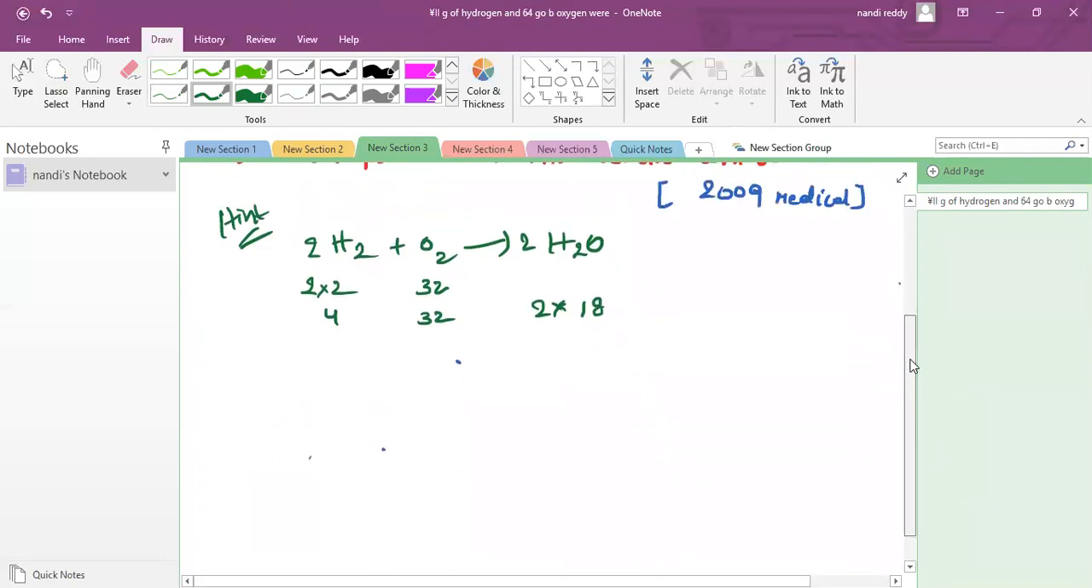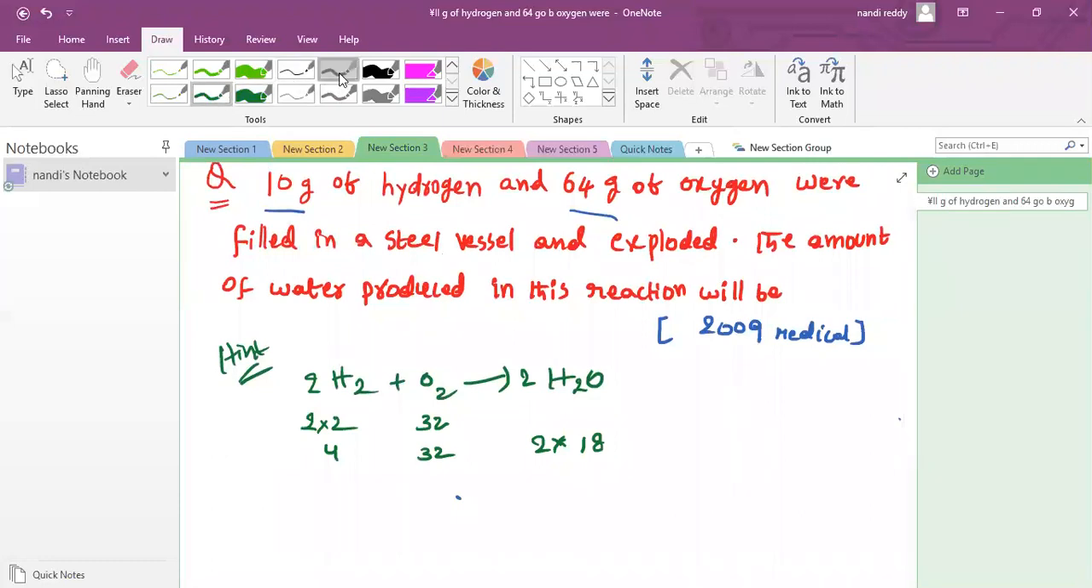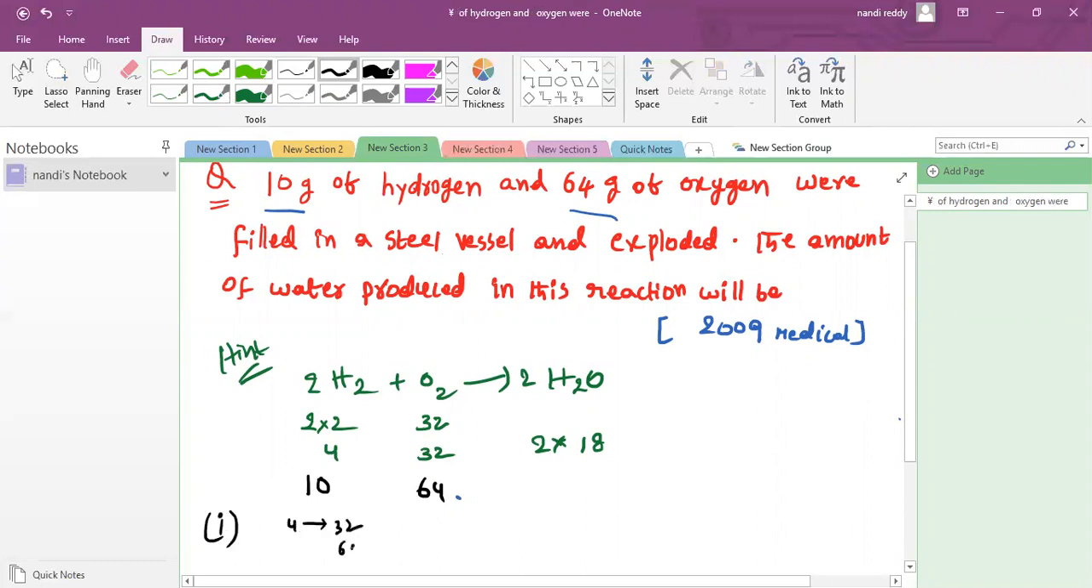Is it clear? But now in the question they have mentioned very clearly: 10 grams of hydrogen reacting with 64 grams of oxygen. This is the question data they have given, 10 grams and 64 grams. So 4 grams requires 32 grams. Then how much hydrogen does 64 grams require? I can calculate by simple stoichiometric calculation. 4 requires 32 grams, then 64 requires how many grams of hydrogen? I'm finding it here.